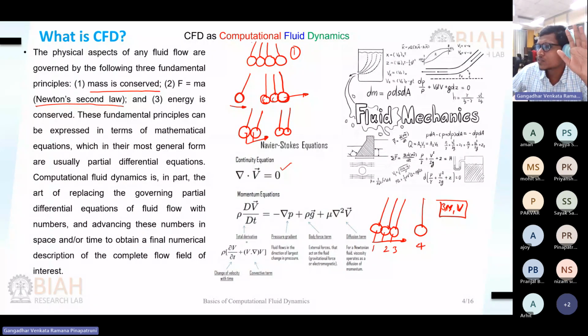Everyone is clear about this momentum conservation? If not, you can raise your hand. I can try to help you to understand better.